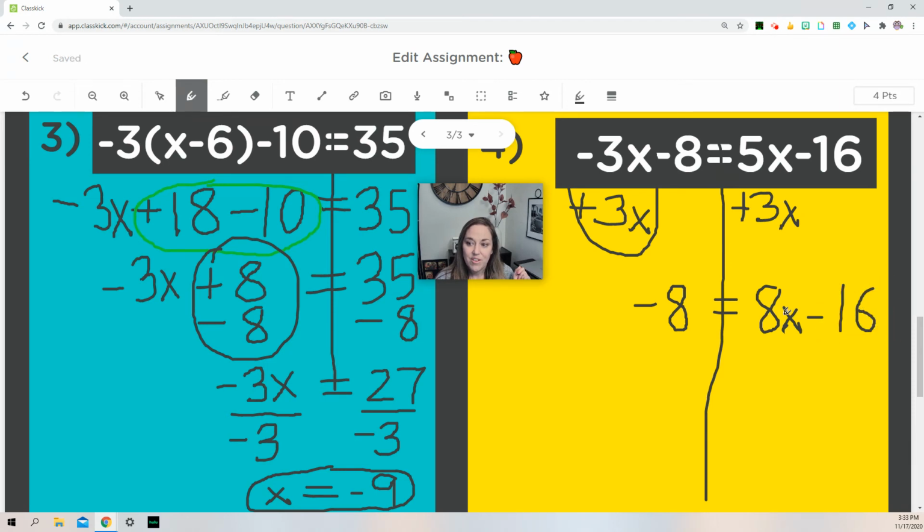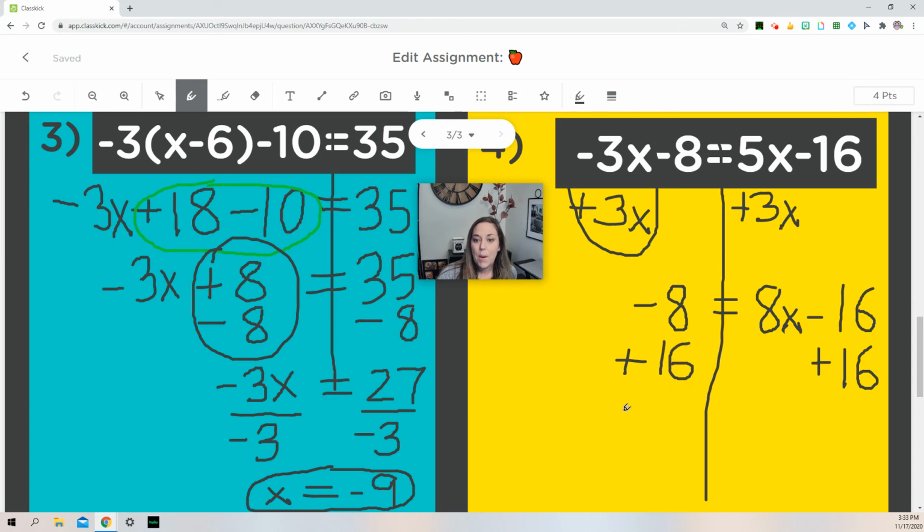Okay, and look at that variable. That variable is positive because I chose to bring the -3x to the other side by adding it. If I had subtracted 5x from both sides, then I would be left with -8x over here. So I chose to do that to keep my variable positive. And then the opposite of a -16 is positive 16. So I'm going to add 16 to both sides.